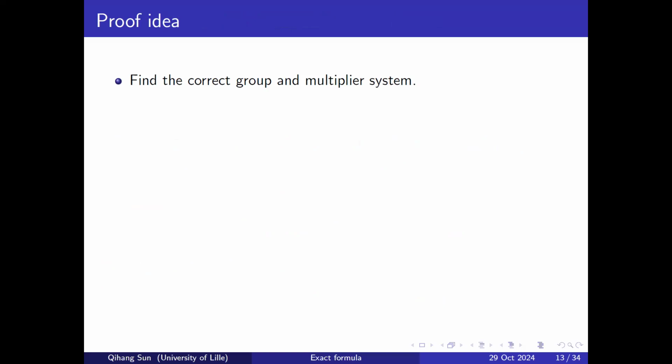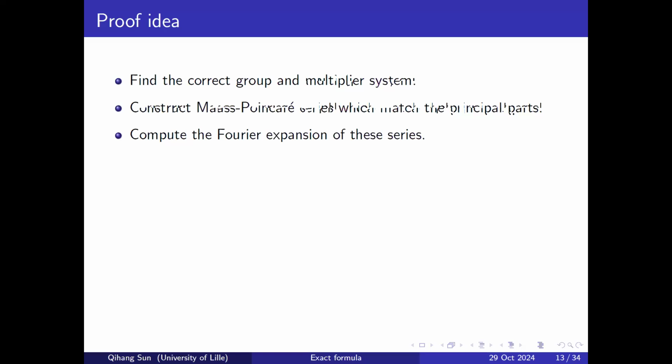Maybe for the mod 3 case it is just listed like this. We find the correct group, a congruence group. We find the correct multiplier system. We construct special Poincare series to match the principal parts at different cusps. And we compute the Fourier expansion of those Poincare series, which is classical. The only thing that matters is convergence.